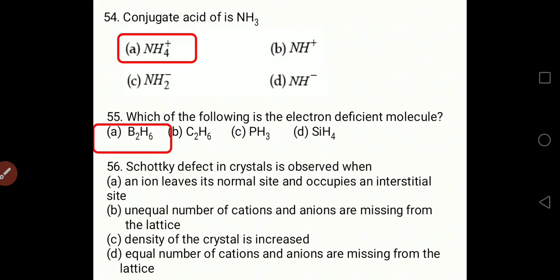Then 56, Schottky defect in the crystal is observed when? See, Schottky defect, ion leaves its normal site is wrong, unequal number is wrong. So definitely you can tell B or C, out of 2, 1 is the option. So hence you can easily tell that D is the answer. Equal number of cation and anion are missing from the crystal lattice. So answer is D.